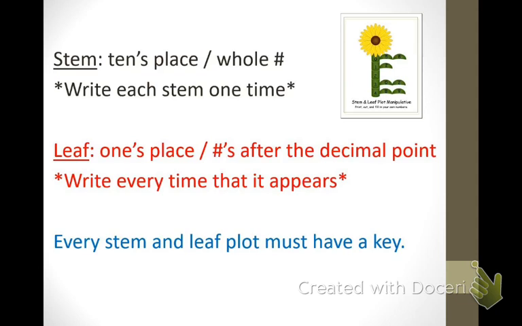You're going to write each stem one time. You will never write the stem more than one time. Now let's talk about the leaf. The leaf is going to be the number that is either in the ones place or the numbers that are after the decimal point. Now in the blanks, I want you to write this down. Write every time that the leaf appears. Sometimes you're going to have it more than one time depending on what your data is. And one thing that is very, very important to remember: every stem and leaf plot must have a key. I'll explain what that means in our first example of when you need to have a key.